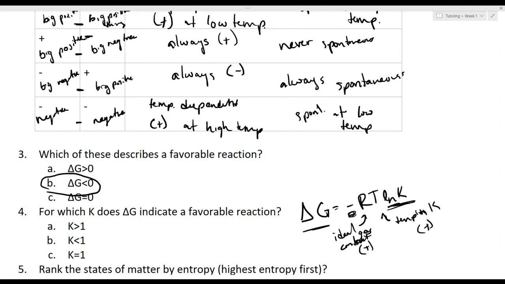I'm going to go ahead and repeat it because I think I said a lot of positives and negatives. R and T are always positive. Two positive numbers multiplied together, positive number. Okay? To be a favorable spontaneous reaction, we want delta G to be negative. Okay? Because there's a negative sign on the right side of the equation, we want natural log of K to be positive so that the entire term is negative to make delta G negative. So under what conditions is ln of K positive?